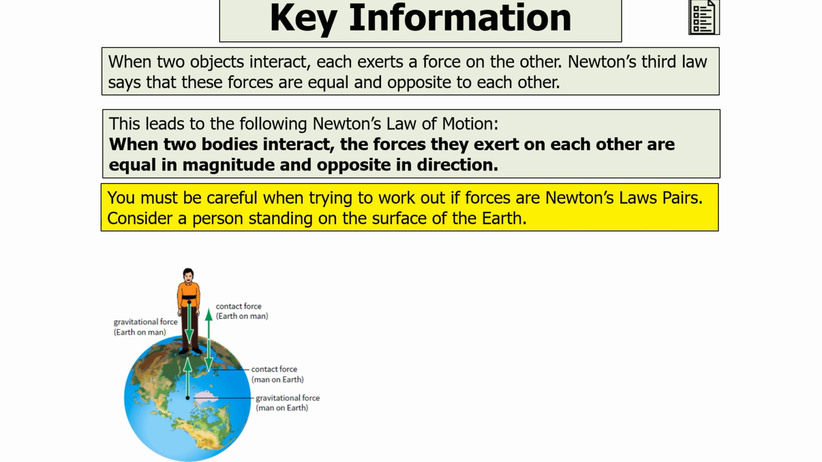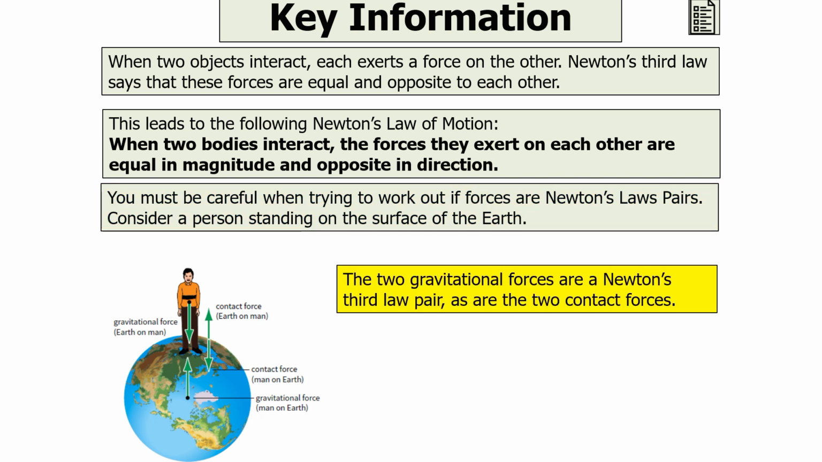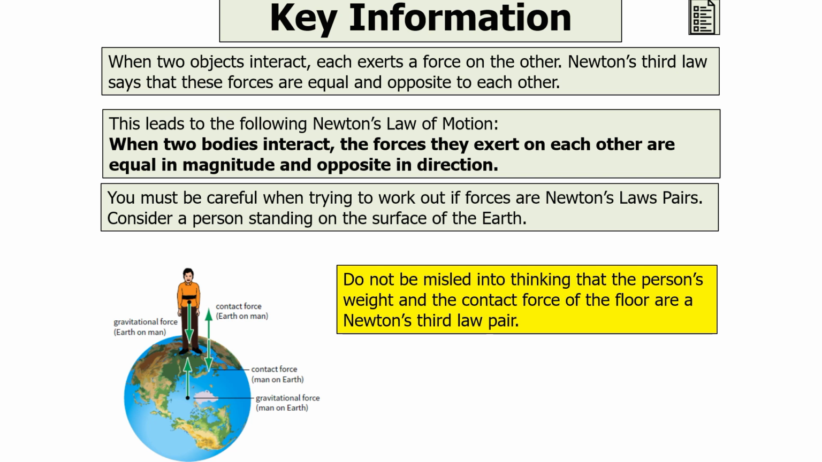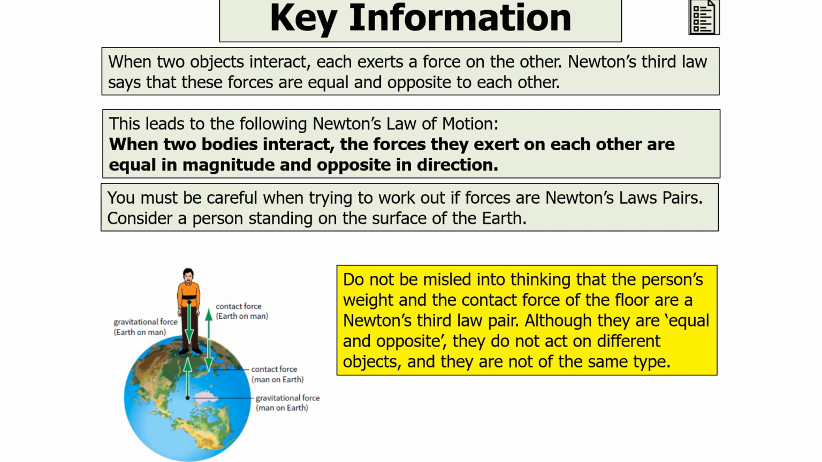So consider a person standing on the surface of the Earth. Now the two gravitational forces observed in this diagram are a Newton's third law pair, as are the two contact forces. But do not be misled into thinking that a person's weight and the contact force of the floor or the earth are a Newton's third law pair. Although they are equal and opposite, they do not act on the same object. They act on different objects, and they are not of the same type.